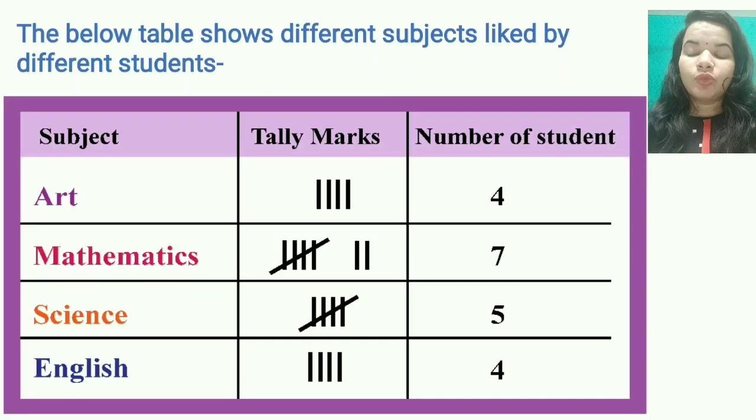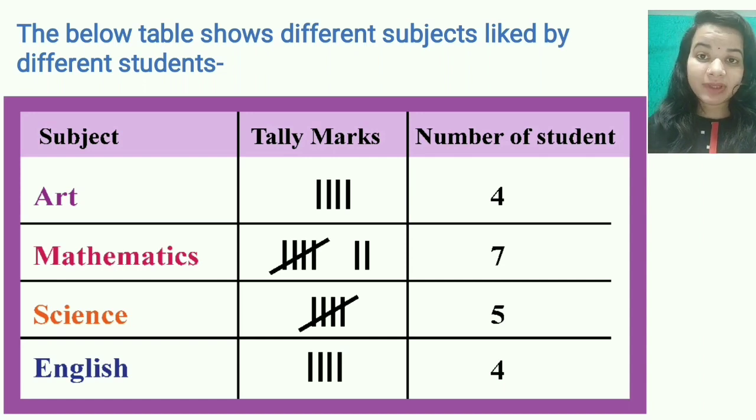Okay. Now moving on to a next example. Suppose by seeing this frequency distribution table, you can easily understand what it is representing. Here we have observation as subjects. 4 subjects are given and the frequency table has number of students. So this represents different subjects liked by different students. Like art is liked by 4 students. Okay, so you can easily write the tally marks.